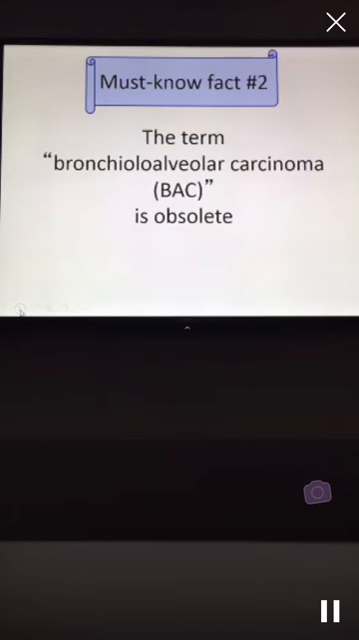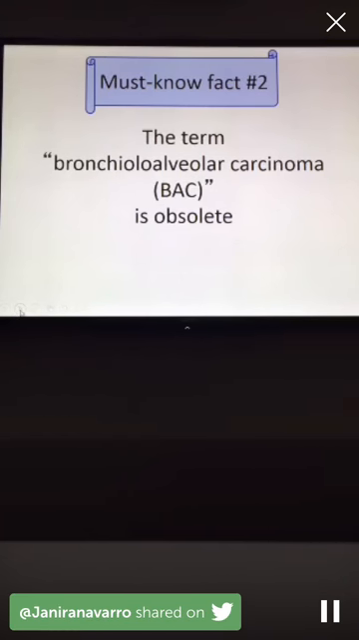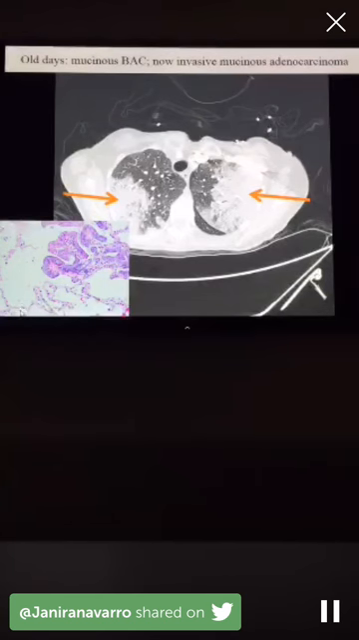All right, so let's go to the next must-know fact. You must know in 2016, when you're training in pathology, that the term bronchoalveolar carcinoma, or BAC, is obsolete. Do not use that term anymore. It's actually been obsolete since 2011, since the IASLC/ATS/ERS statement came out. So this term has been replaced by other terms, and you must never use it, whether on cytology or on small biopsies or on dissection. Never use this term.